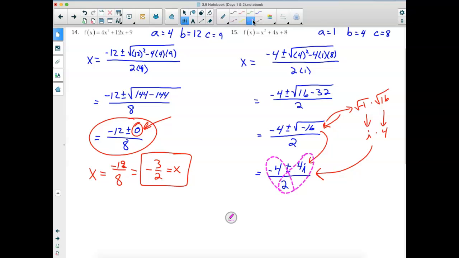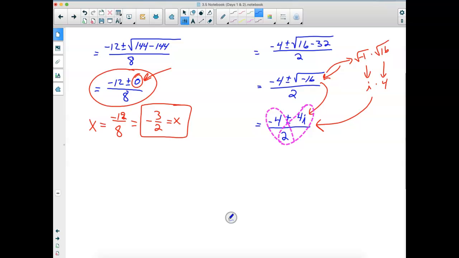Okay, can I divide all 3 of those by the same exact number? Answer is I can divide them each by 2. That's going to give me negative 2 plus or minus 2i. The bottom 2 goes to 1. Because it's 1, I do not need it there. But I should say x equals that, okay?